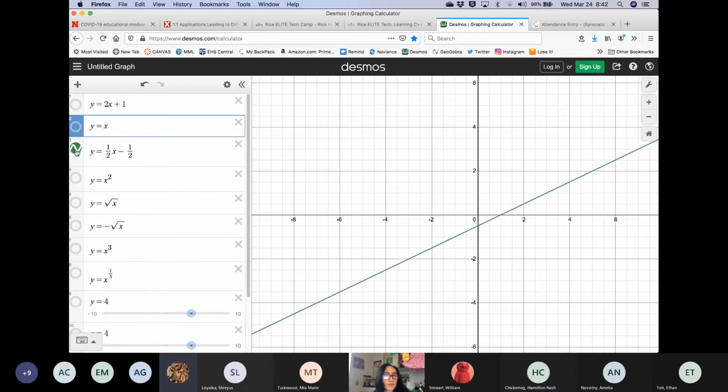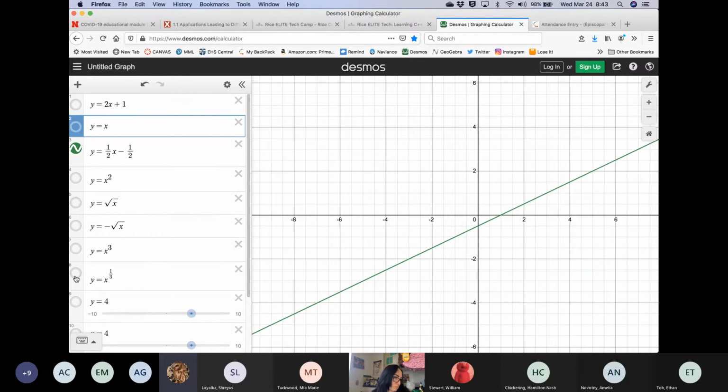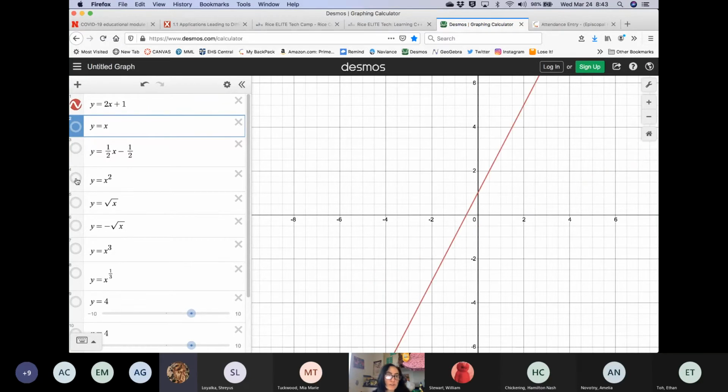Now, if you look at the summary, this was the image of the first investigation. This was the image of the second investigation. This was the image of the third investigation. Out of those, which of the original functions had images that were functions? Investigation 1 and 3. The first one and the third one. So y equals 2x plus 1 and y equals x cubed, but not y equals x squared.